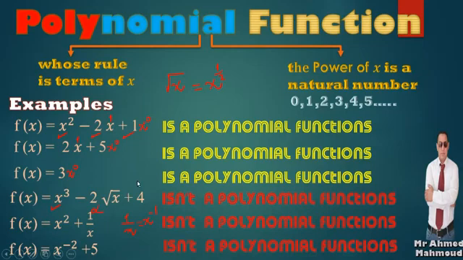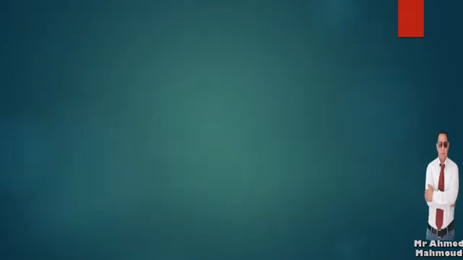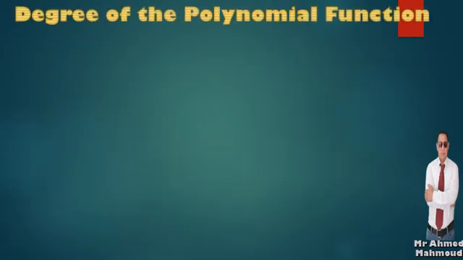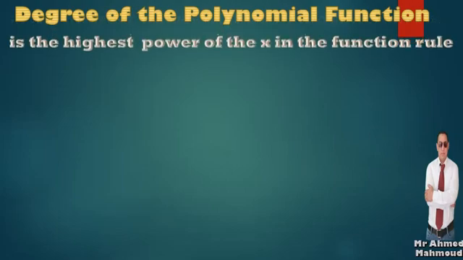Okay, let's study the next concept. The degree of the polynomial function. The word degree is not a new word. We studied before the meaning of the degree in the first prep. It means the highest power of x in the function rule. Again, the highest power of x in the function rule. Okay, if we have more than one power of x, then we choose the highest power, and this one will be the degree of the function.